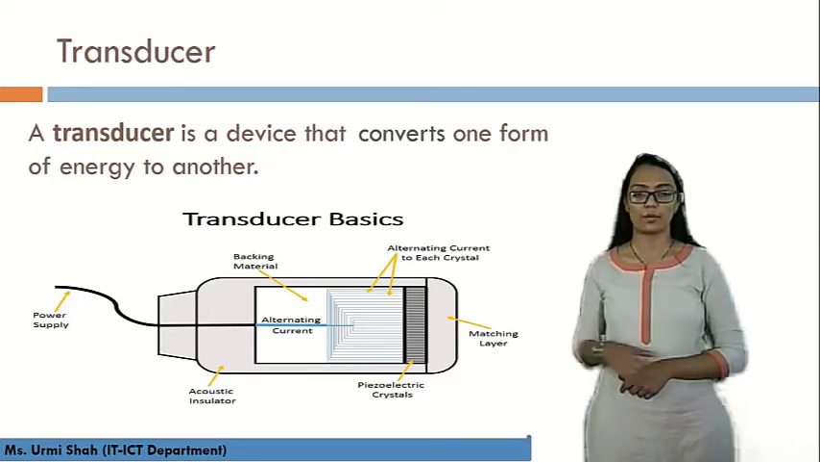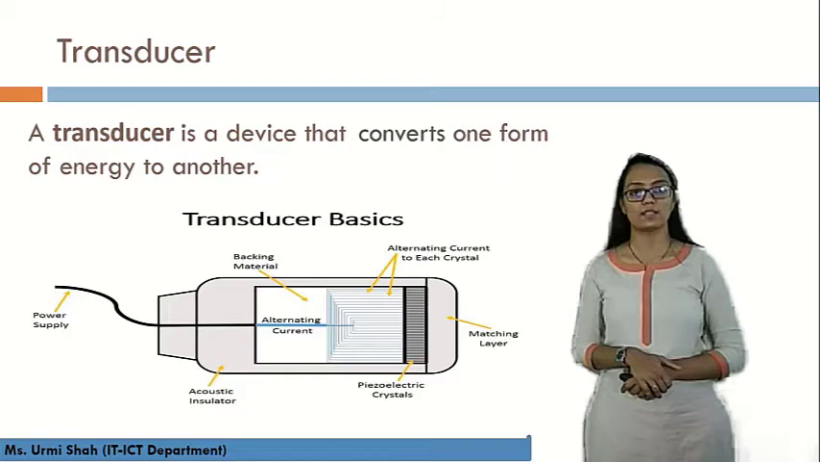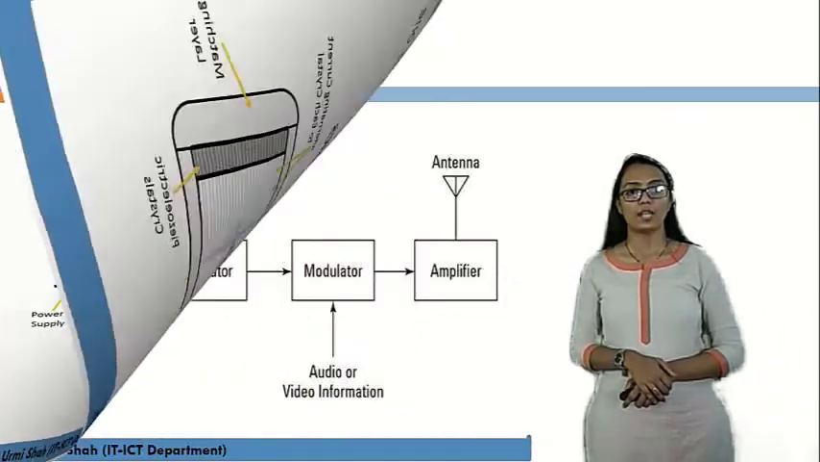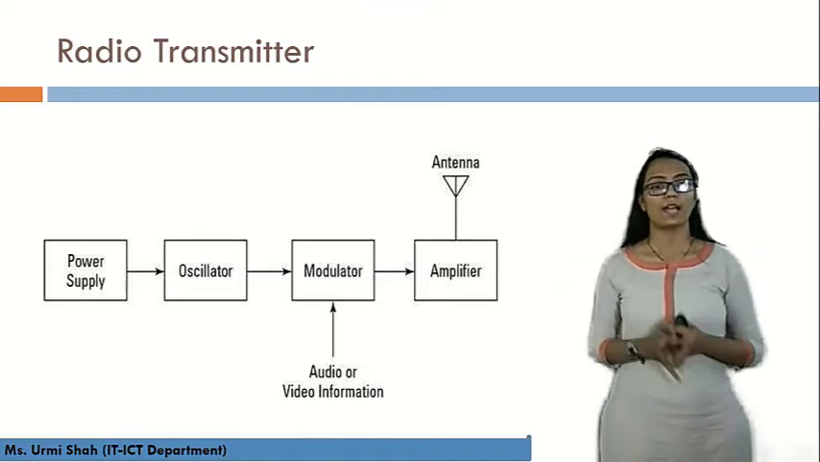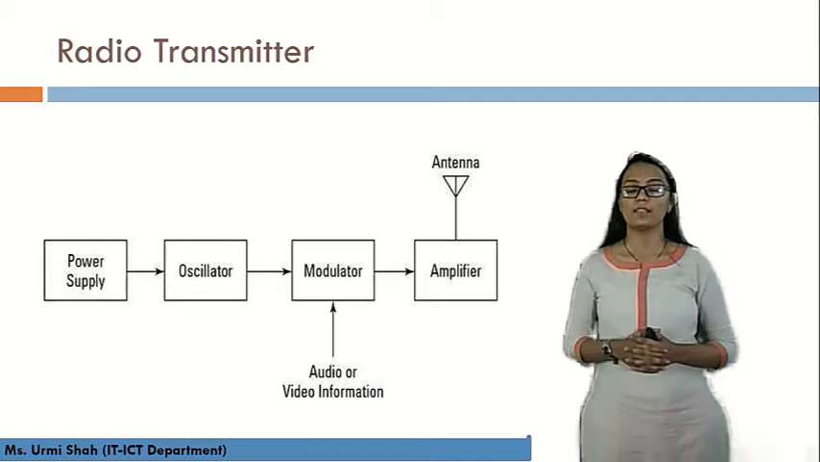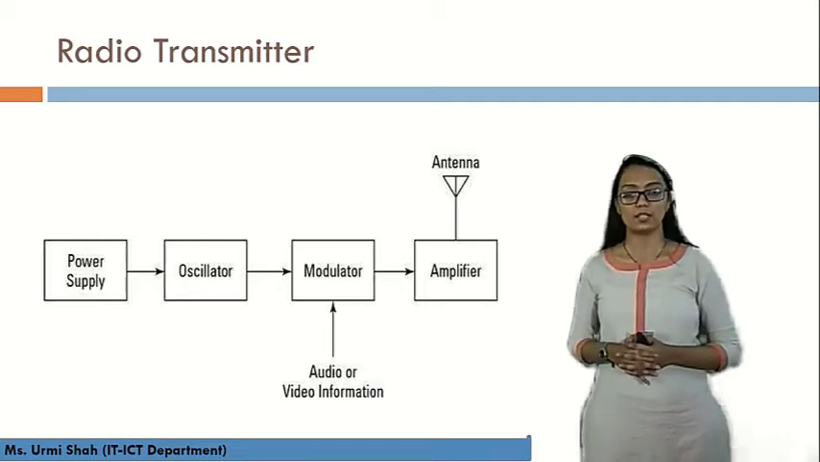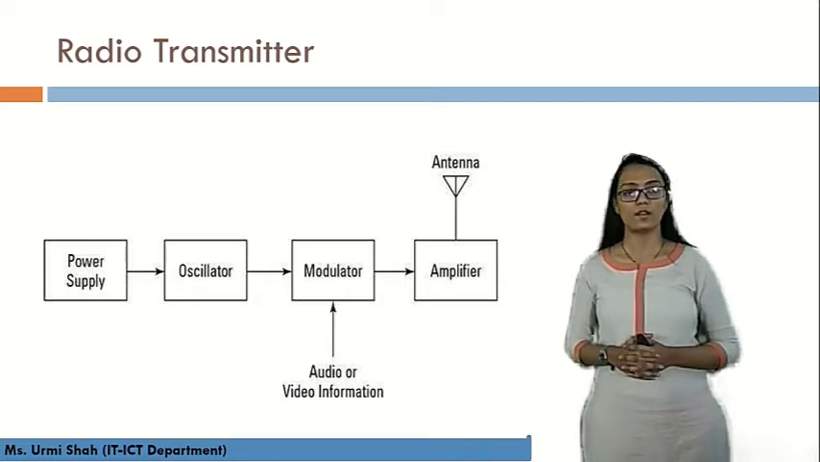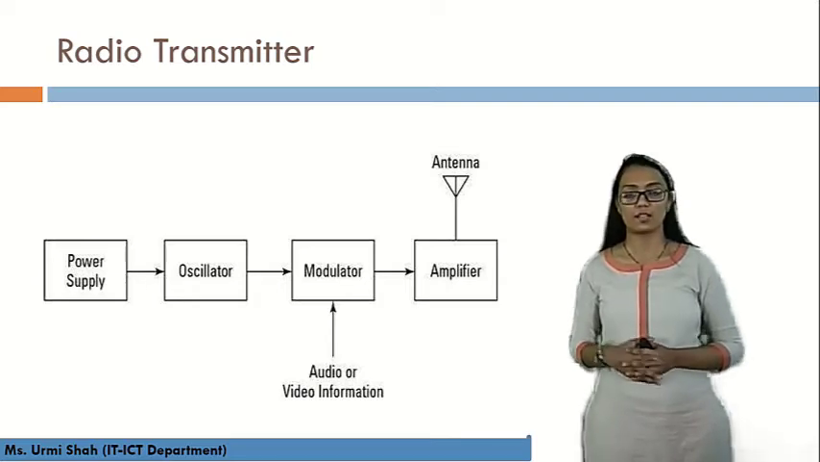This is the pictorial diagram of transducer circuitry. What are the basic blocks involved in transducer circuitry? We can see over here. Now next is the block diagram of radio transmitter. Starting from the power supply circuitry, you can see firstly we require some supply to switch on our transmitter section.